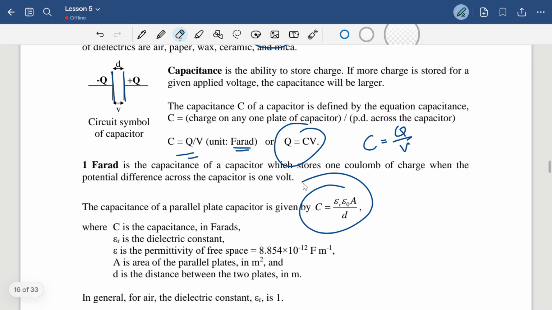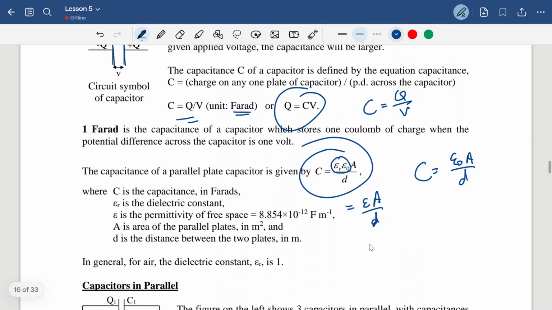Okay. And the capacitance of a parallel plate capacitor is usually given by this. For air, we will just use this because this is 1 for air. Sometimes they give you the value like this, just give you a value for this. If not, usually it's for air, it's going to be this. This is the permittivity of free space, 8.85 times 10 to the power minus 12. Okay, we used that for electric field.